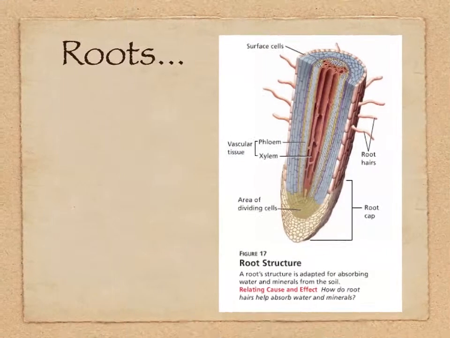Okay, roots look simple, but they're really complex. That starts out with surface cells that have root hairs growing from them. And inside the root, there's both xylem up and phloem down root tissue, or vascular tissue. The cap of the root has dividing cells in it, so all the growth is happening right there at the tip of the root. And the root's main job is to absorb water and nutrients from the soil.